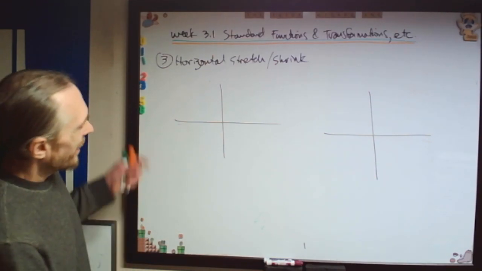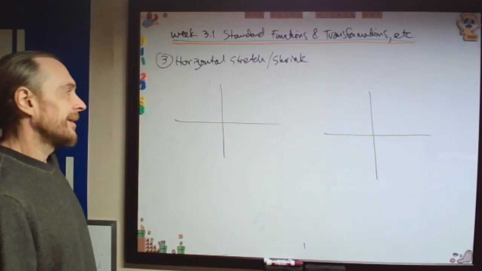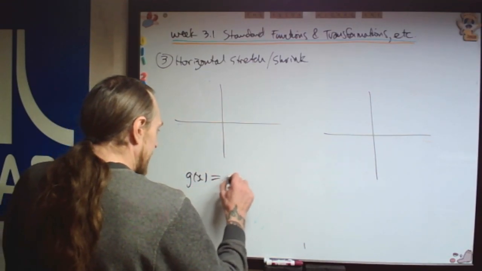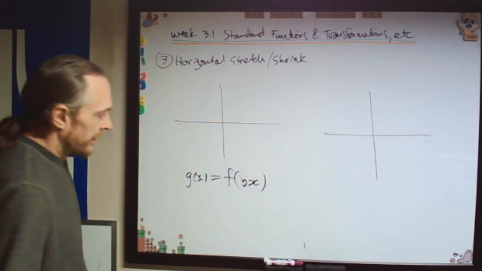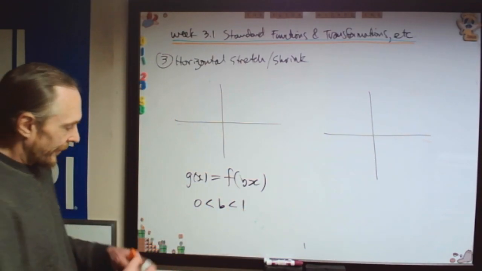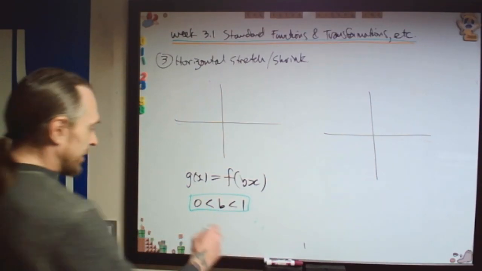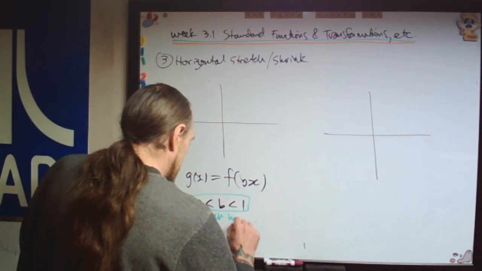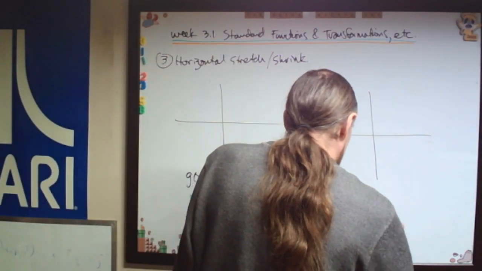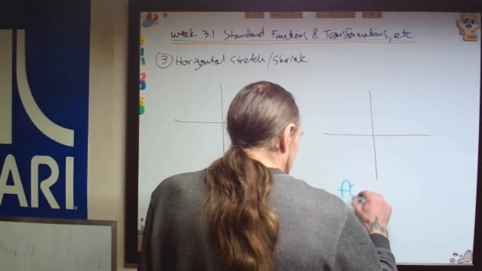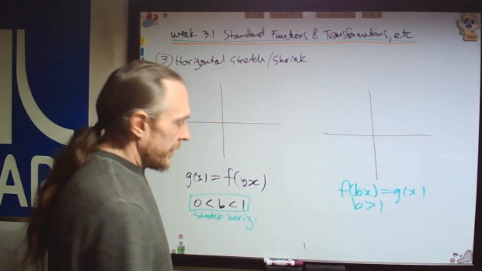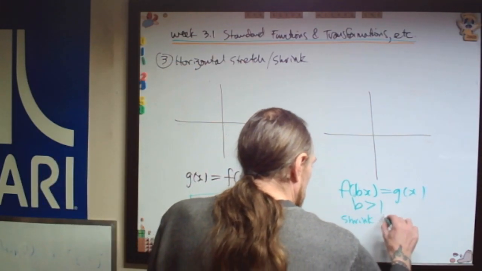So a should be on the outside. Let's use b. If I have on the inside my new function f of bx, where b is between 0 and 1, what this is actually going to effectively do is stretch us horizontally. And if b is larger than 1 in this case, where I have f of bx on the inside of the argument as my new function g, then this will shrink horizontally.